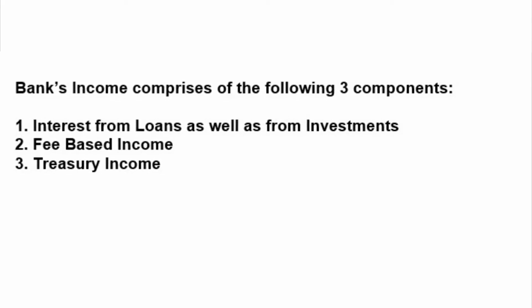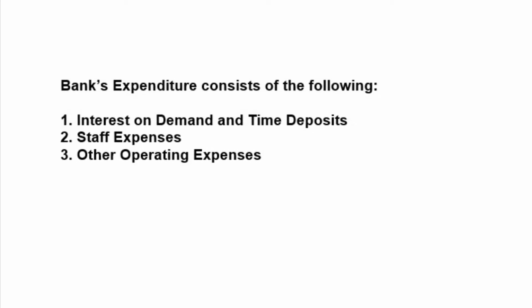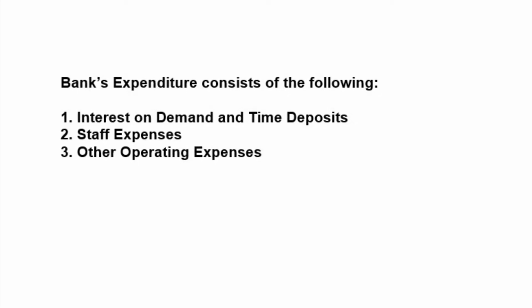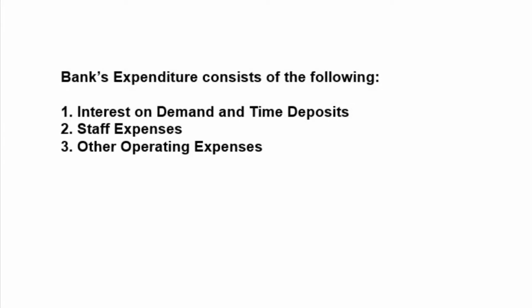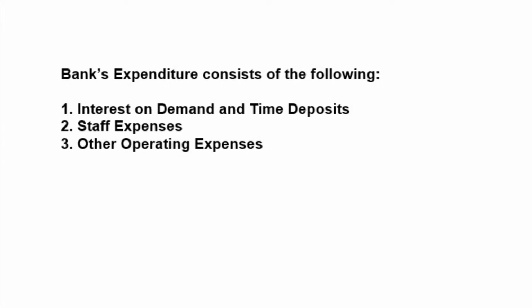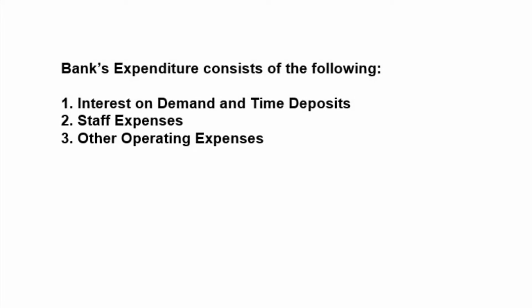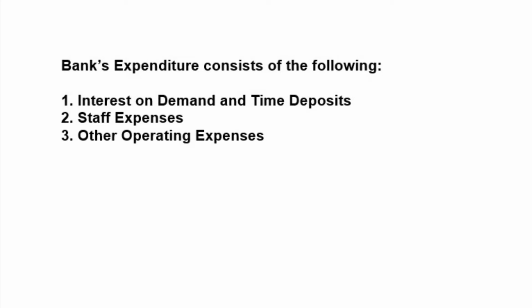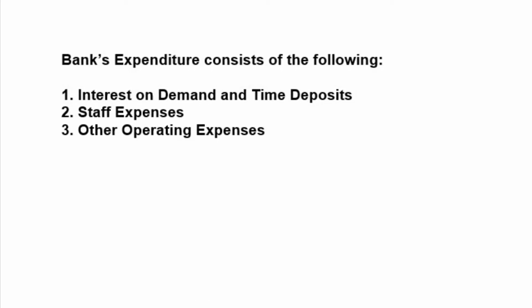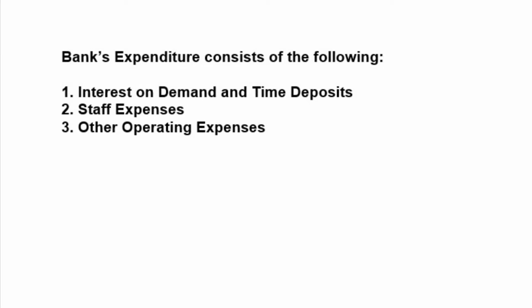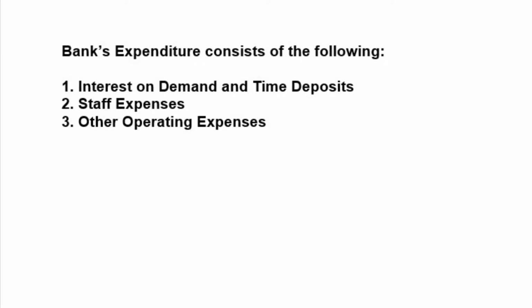Next, what is the bank's expenditure? We all know how a bank spends its money, or what the bank's expenditure means. The first one, we all know, is staff expenses. Next one, interest on demand deposits and time deposits. And next one, other operating expenses. So here we discussed what the bank's income components are and what the bank's expenditure components are.